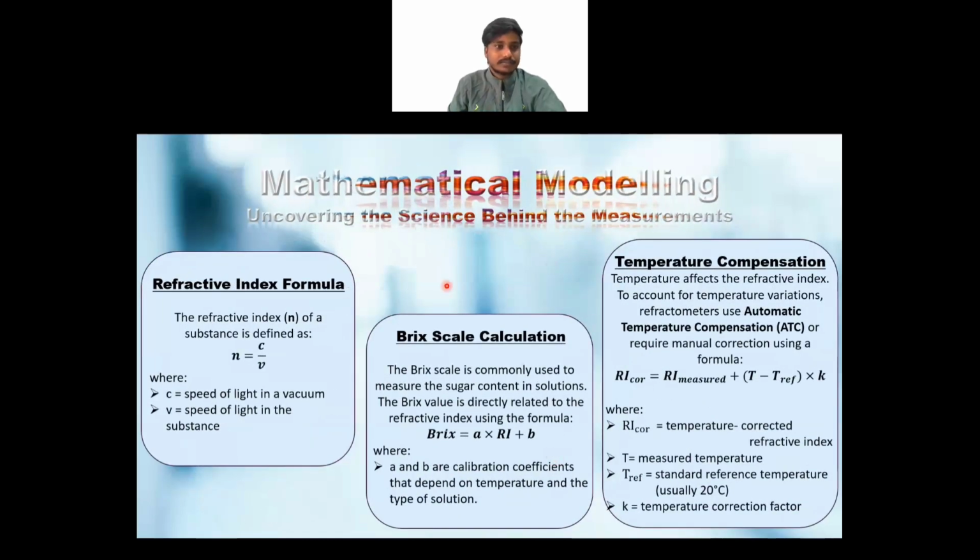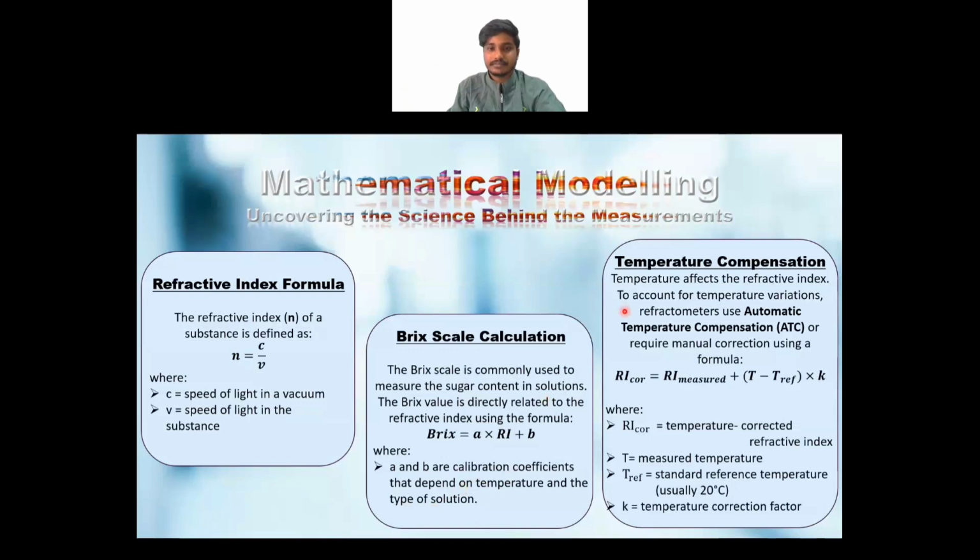And then the mathematical models involved in this. Firstly, the refractive index formula, as you all know, n equals c by v, where c is the speed of light in the vacuum, and v is the speed of light in the substance. And then Brix scale calculation. The Brix scale calculation is commonly used to measure the sugar content in solutions. The Brix value is directly related to the refractive index using the formula Brix equals A times RI plus B, where A and B are the calibration coefficients that depend on temperature and the type of solution.